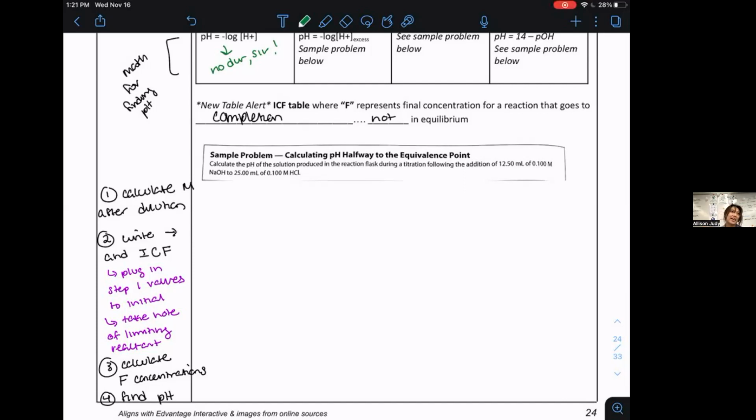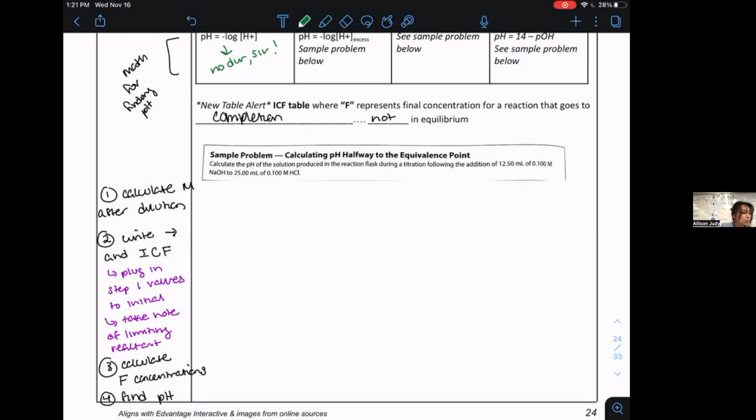Now, your first question might actually be, wait, how do I know it's halfway? It's not at equivalence yet. You could just calculate what would be necessary in mole amount to get to equivalence. And if you notice that both of them don't meet it, then you know you're not there yet. So that's just something to keep in mind.